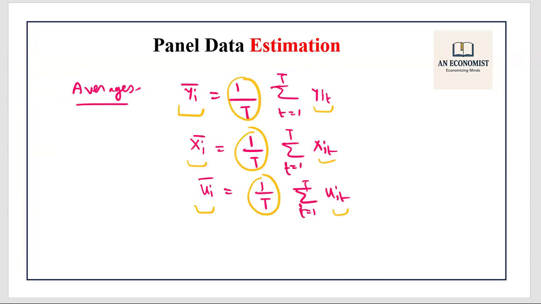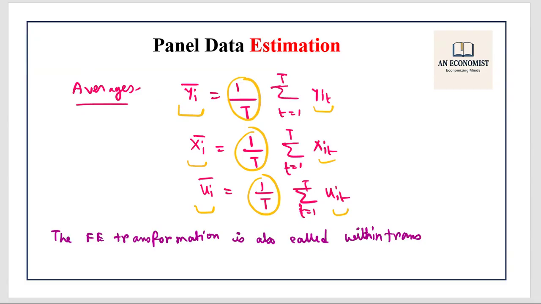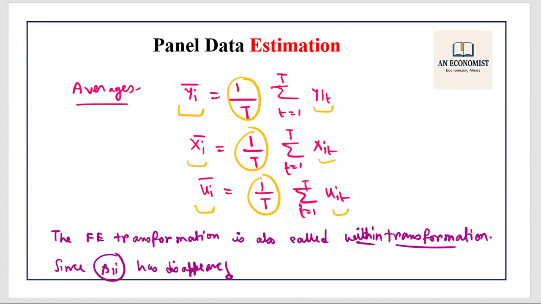Let me write it here. The fixed effect transformation is also called within transformation. So basically, we are not doing across transformation, we are doing within transformation. This is known as the within transformation process. We are controlling for the individual time varying things. And since the unobserved effect has disappeared, let me call it beta 1i, this is the unobserved heterogeneity basically, this has completely disappeared. We can use pooled OLS now to estimate this particular model.